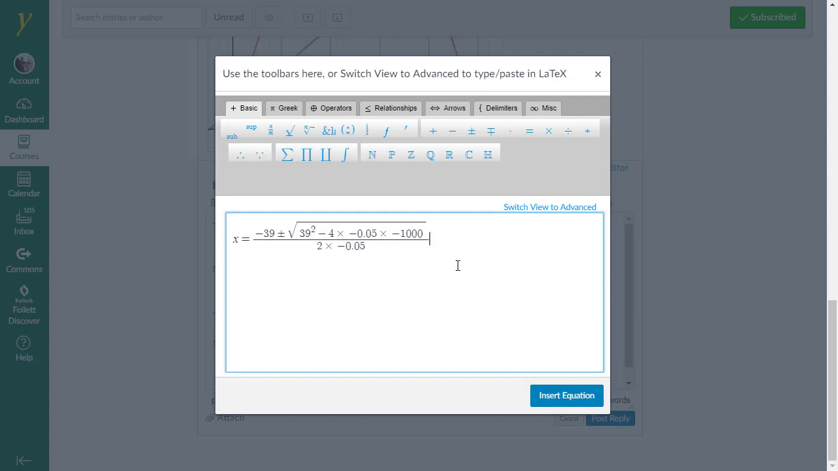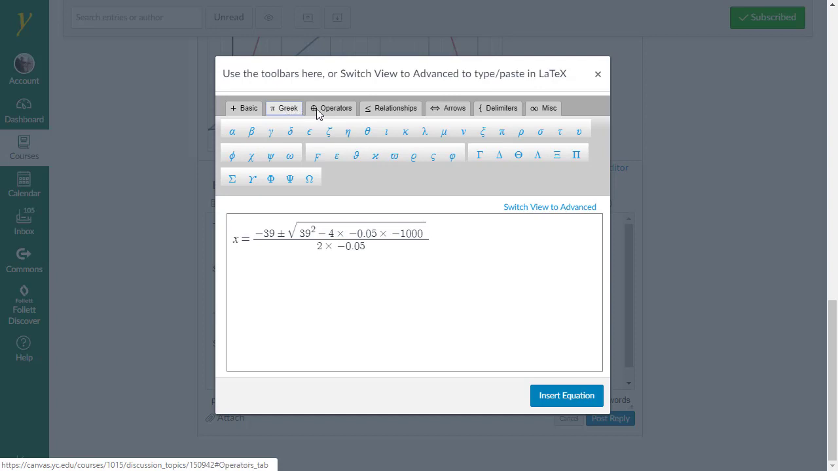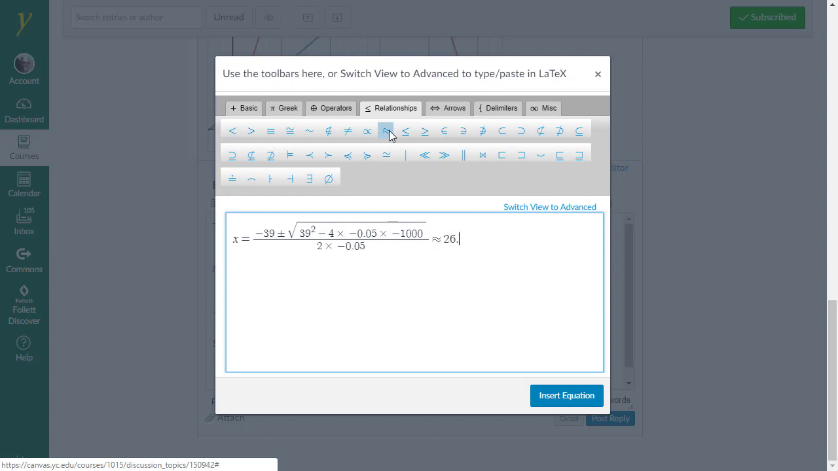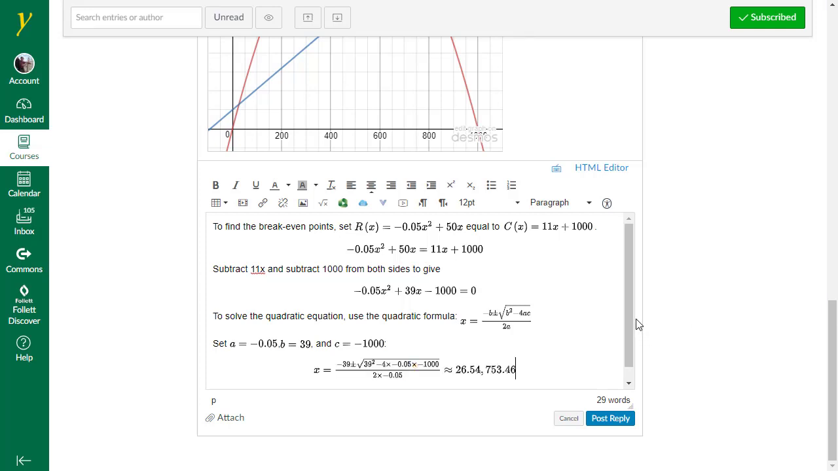So now I need to find that approximately equals. So look through some of the different menus here. There's a menu for Greek, for operators, for relationships. And when we go to those relationships, I can see right here is an approximately equal. So I'll click on that and then type in what I got out of my calculator, 26.54, comma, 753.46. So there I have my numbers now. Click Insert Equation, and it puts it in there.